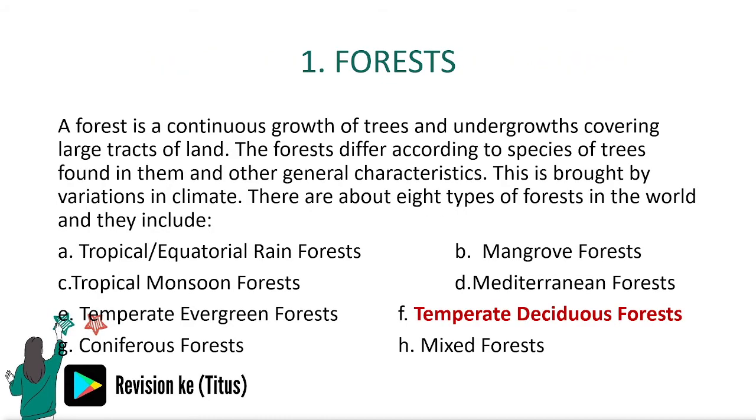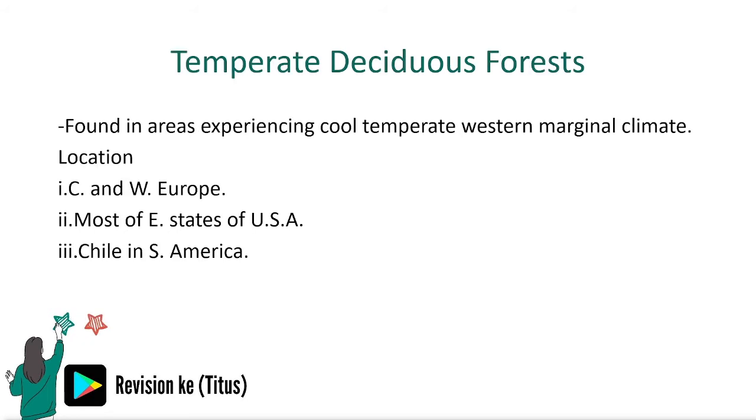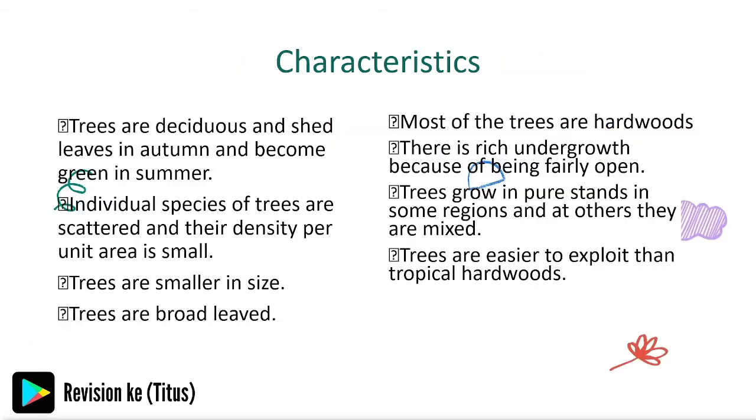And to look at the temperate deciduous forests, they are found in areas experiencing cool, temperate, western marginal climate. So again, I'll link the climate class at the top so that you can look at it. We have trees that are deciduous and shed leaves in autumn and become green in summer. Individual species of trees are scattered and their density per unit area is small. Trees are smaller in size.